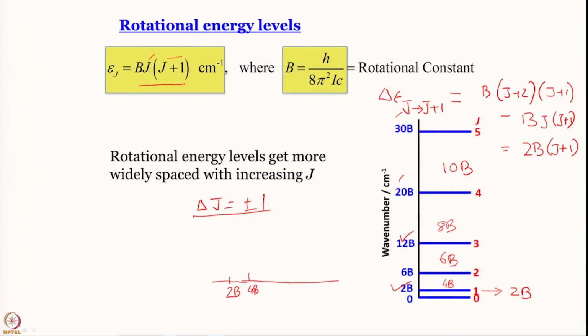Then again you cannot go from 1 to 3, you can go from 2 to 3, that energy gap is 6b. The next one is 8b, next one is 10b, and so on and so forth. So, what you end up getting is spectra with lines that are equispaced for a rigid rotor. So, what we get is equispaced line spectra.